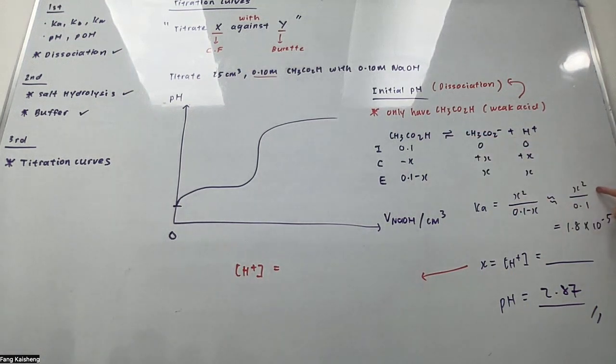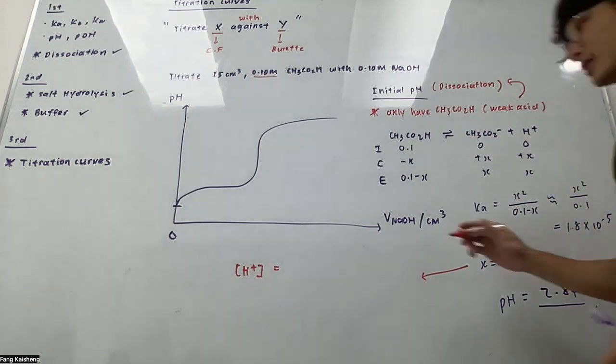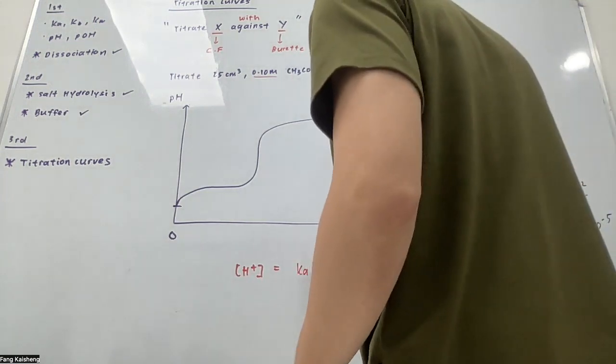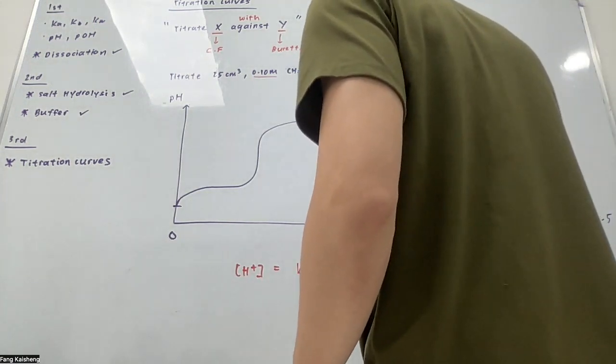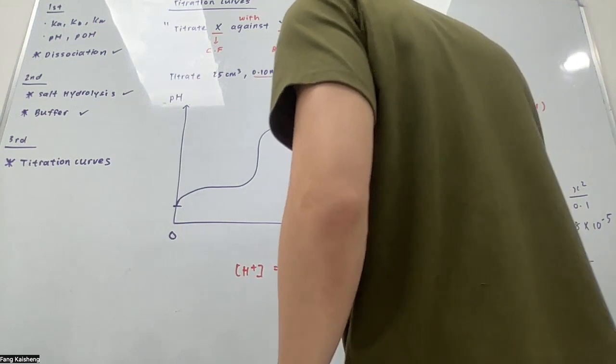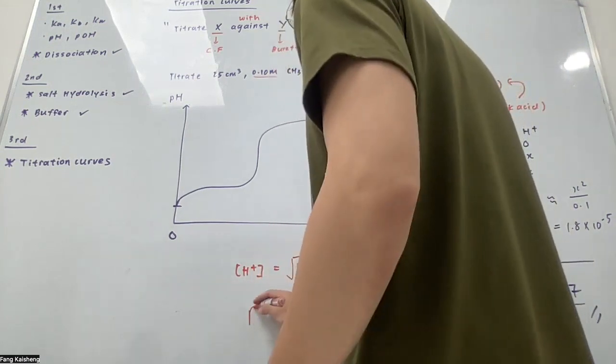Then square root. You can see that. I'm just making it easier for you guys. You take Ka, multiply by the concentration of the acid, square root the whole thing, and you can get it. Then you can find pH.